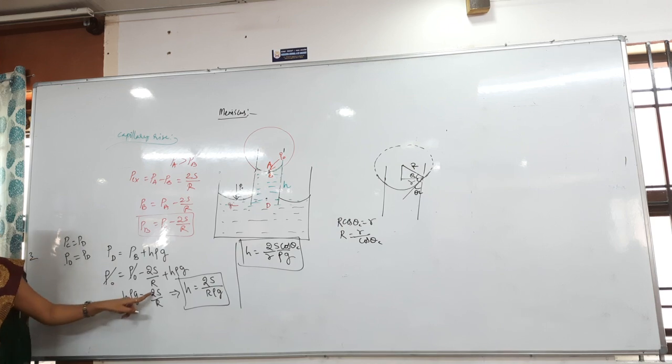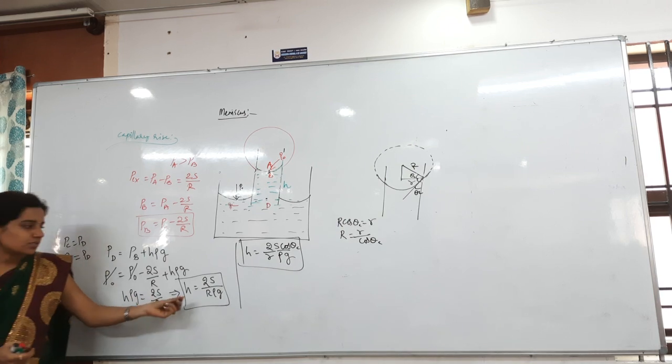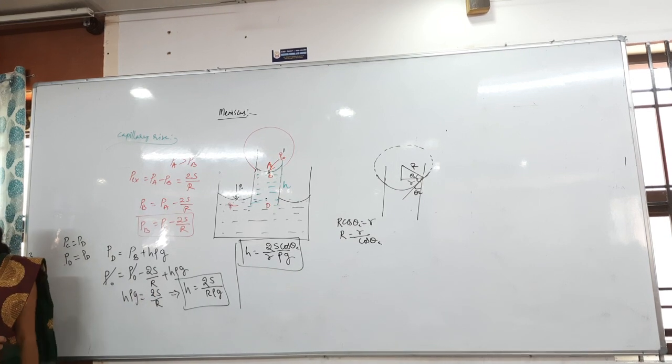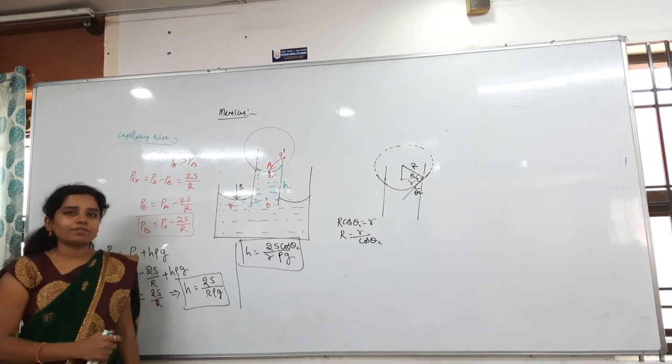H rho G is equal to how much? 2S by R only. So from that 2S by R, divided by rho G, obviously we will get the height. Now this capital R value I have to get.